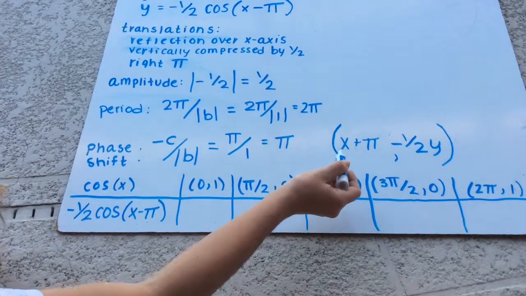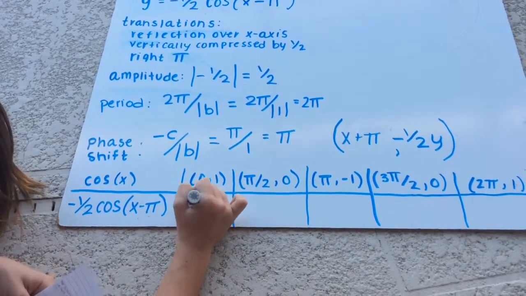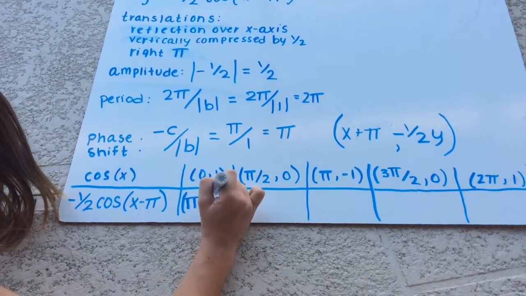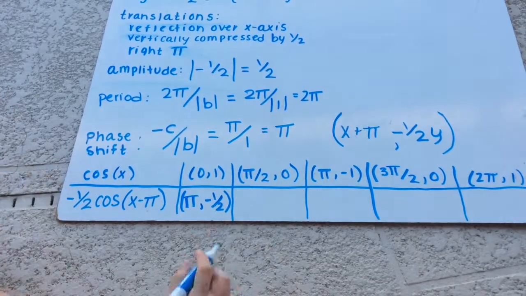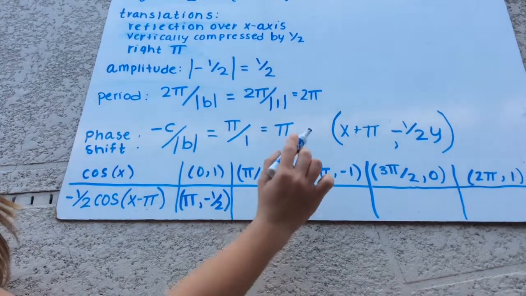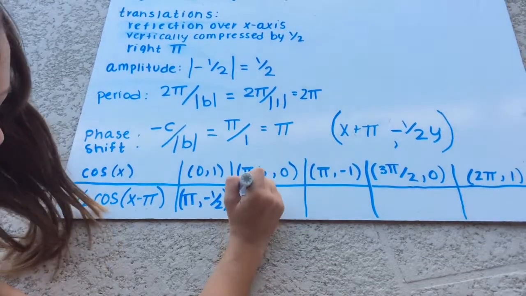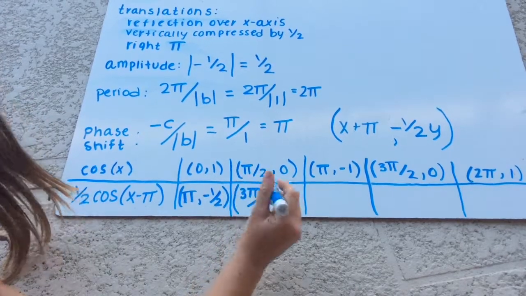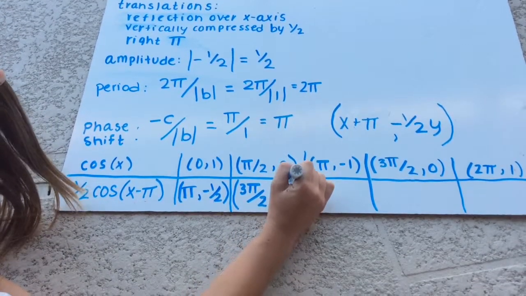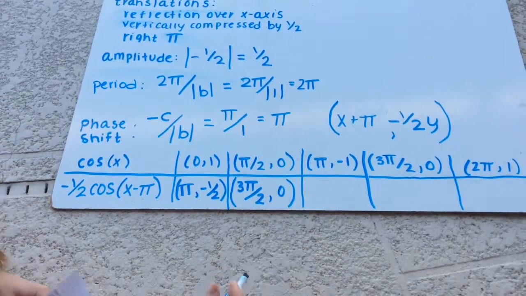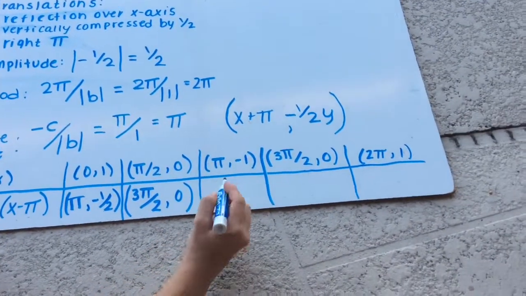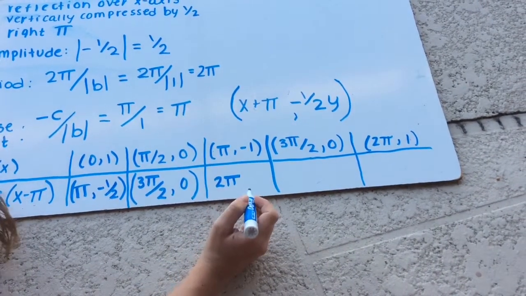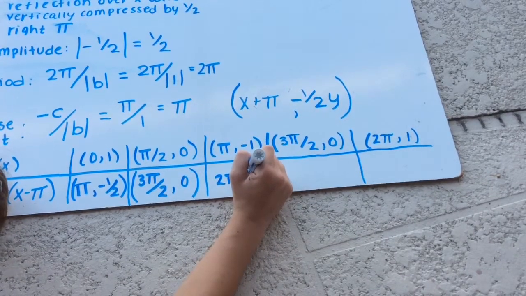When we plug 0 in for x, we get pi, and when we plug 1 in for y, we get -1/2. When we plug pi over 2 in for x, we get 3 pi over 2. And 0 in for y, we get 0. Plugging pi in for x, we get 2 pi. And -1 in for y, we get 1/2.